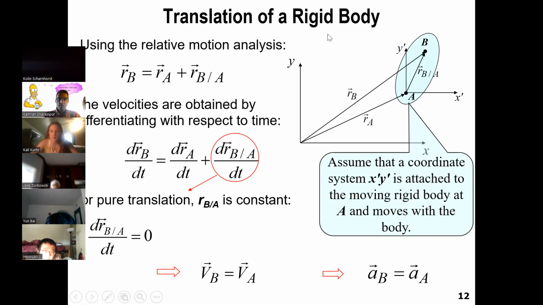Maybe now you realize why in chapter 12 we chose some of the big objects as particles. Because if you neglect the rotation part, every point has the same behavior, right? So you pick one of them, and it goes the same. Any question? So this is for translation.